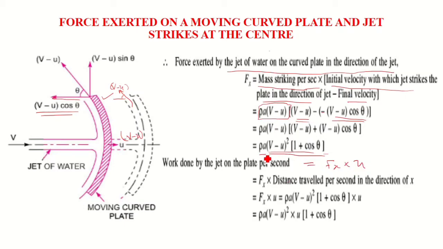So F of x is rho a (v minus u) whole square into (1 plus cos theta) into u. So rho a (v minus u) whole square into u into (1 plus cos theta) gives the work done by the jet on the plate per second. So this is the case of a curved plate which is moving and the jet striking on the curved plate at the middle of the plate. So let us look into some of the problems regarding this.